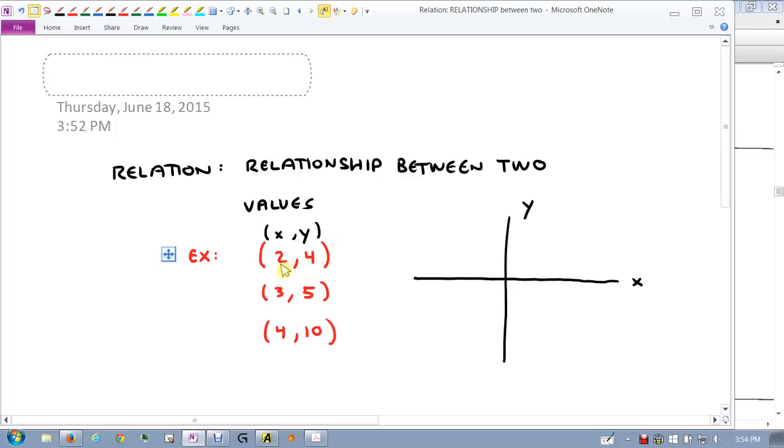What I'm saying is that when the x value is 2, the y value is 4. When the x value is 3, the y value is 5. When the x value is 4, the y value is 10. So anytime you connect two things together, it's called a relation.